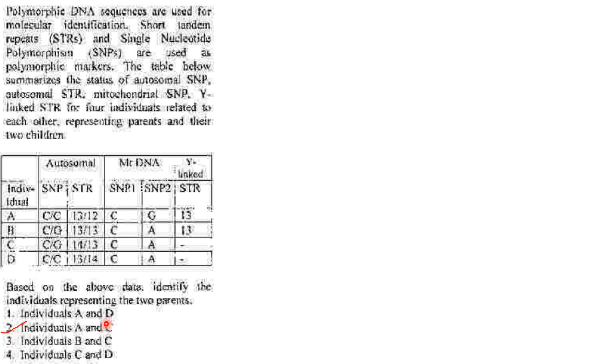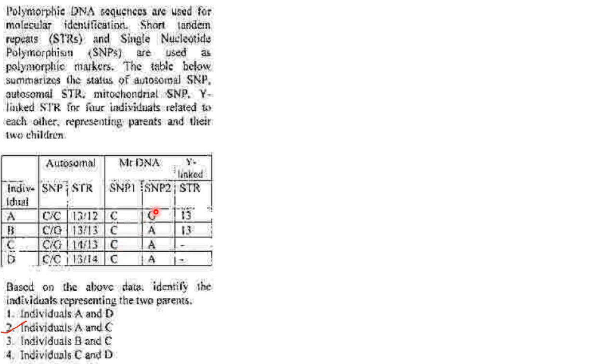But if you see option 2, individual A and C. A is a male, C is a female, so B and D will be the offsprings. A is having CC marker and C is having CG marker. Now B is having CG marker inherited from C and D is having CC marker. So SNP marker is as per the parents for offsprings B and D. Now STR 1312 for A and for C it is 1413. So 1313 for B and 1314 for D. That is also correct.